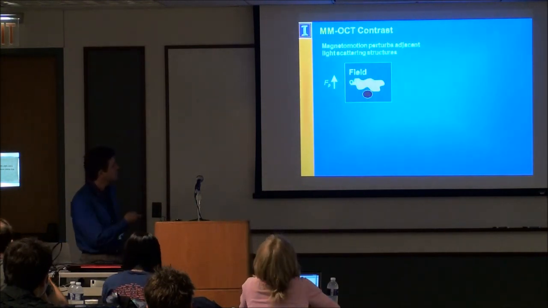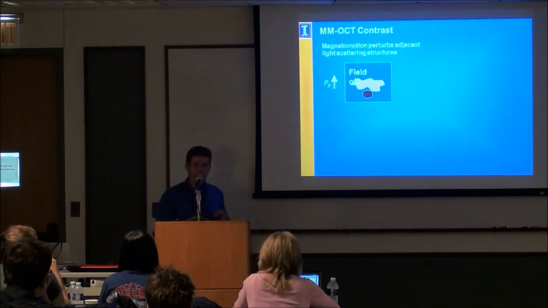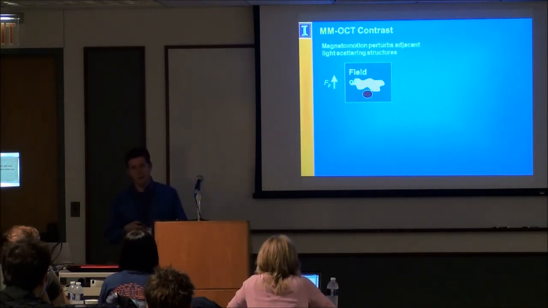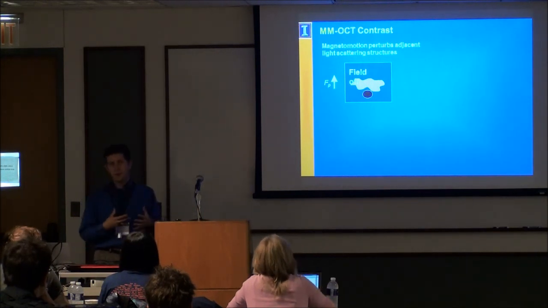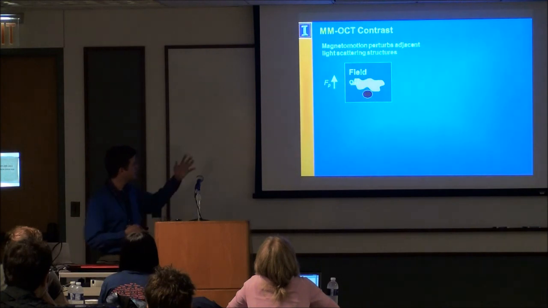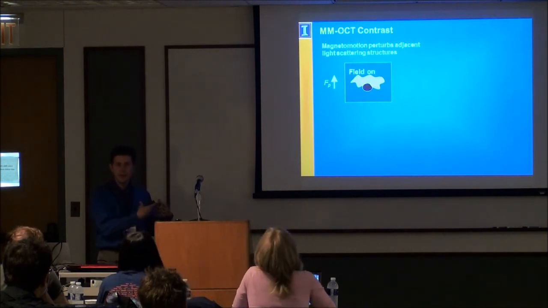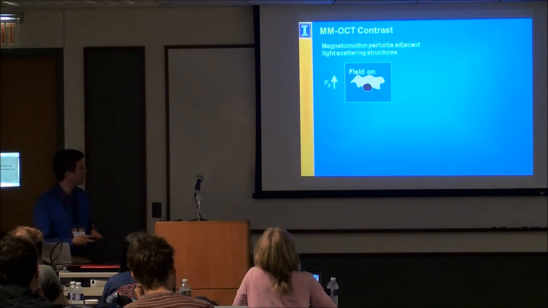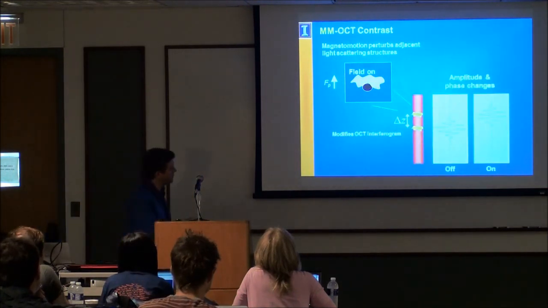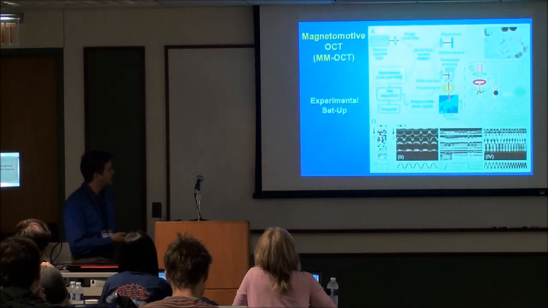Okay, so these particles that are moving are not directly responsible for the change in the scattering. What happens is the particle perturbs the local environment. In the off state, we have our particle and we have our tissue. If we turn it on, that particle is going to move and change the local tissue structure. And that's what changes the scattering properties, so it modifies the amplitude and phase of our interferogram.